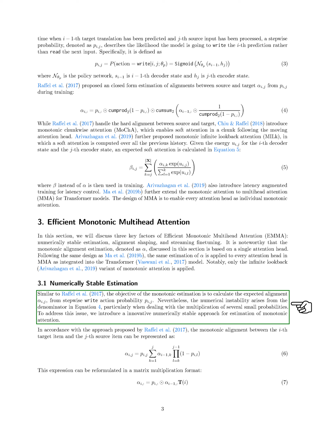The goal of the monotonic estimation is to calculate the expected alignment, represented as alpha_i,j, from the stepwise right action probability, denoted as P_i,j. However, the calculation can become unstable due to the denominator in the equation, especially when multiplying several small probabilities. To solve this, we propose a new numerically stable method for estimating monotonic attention.